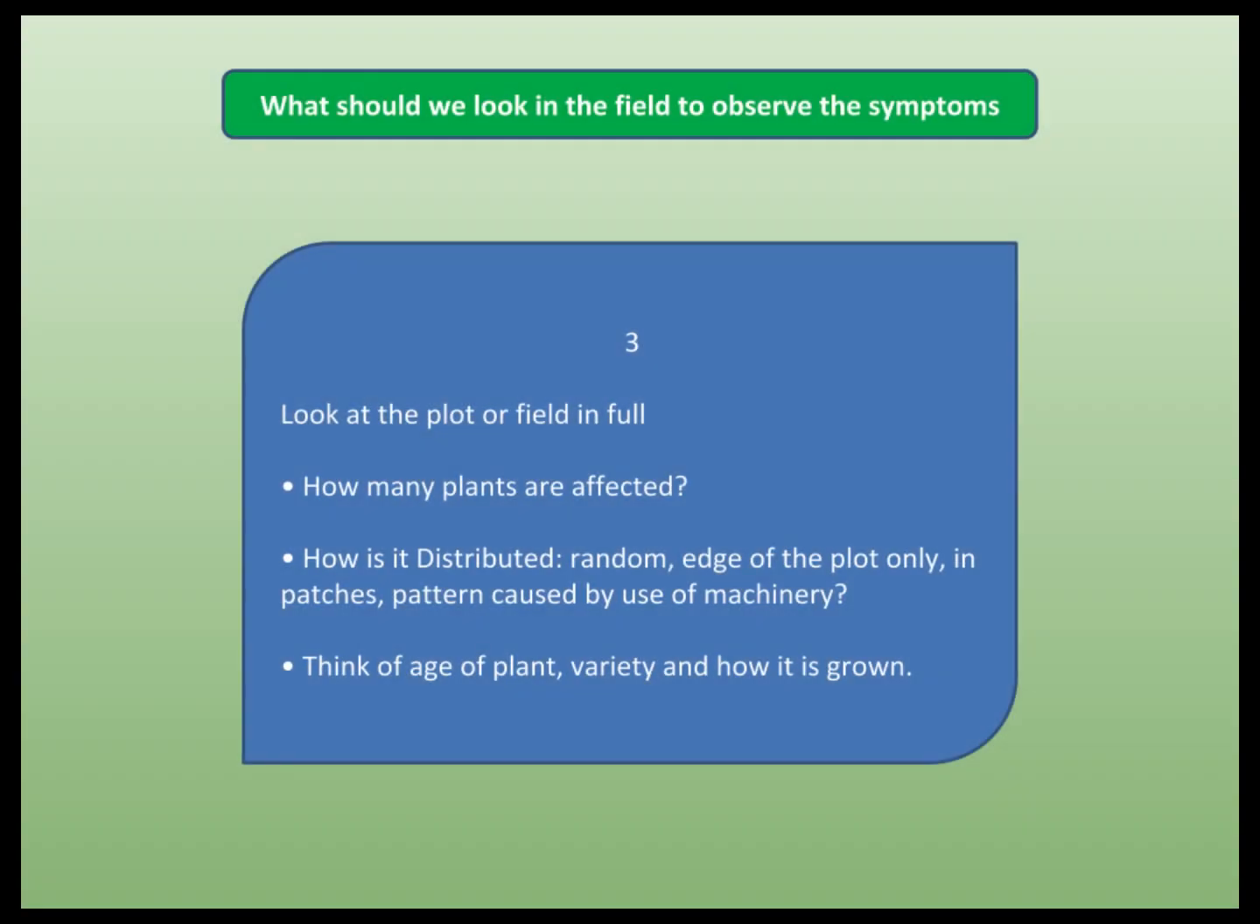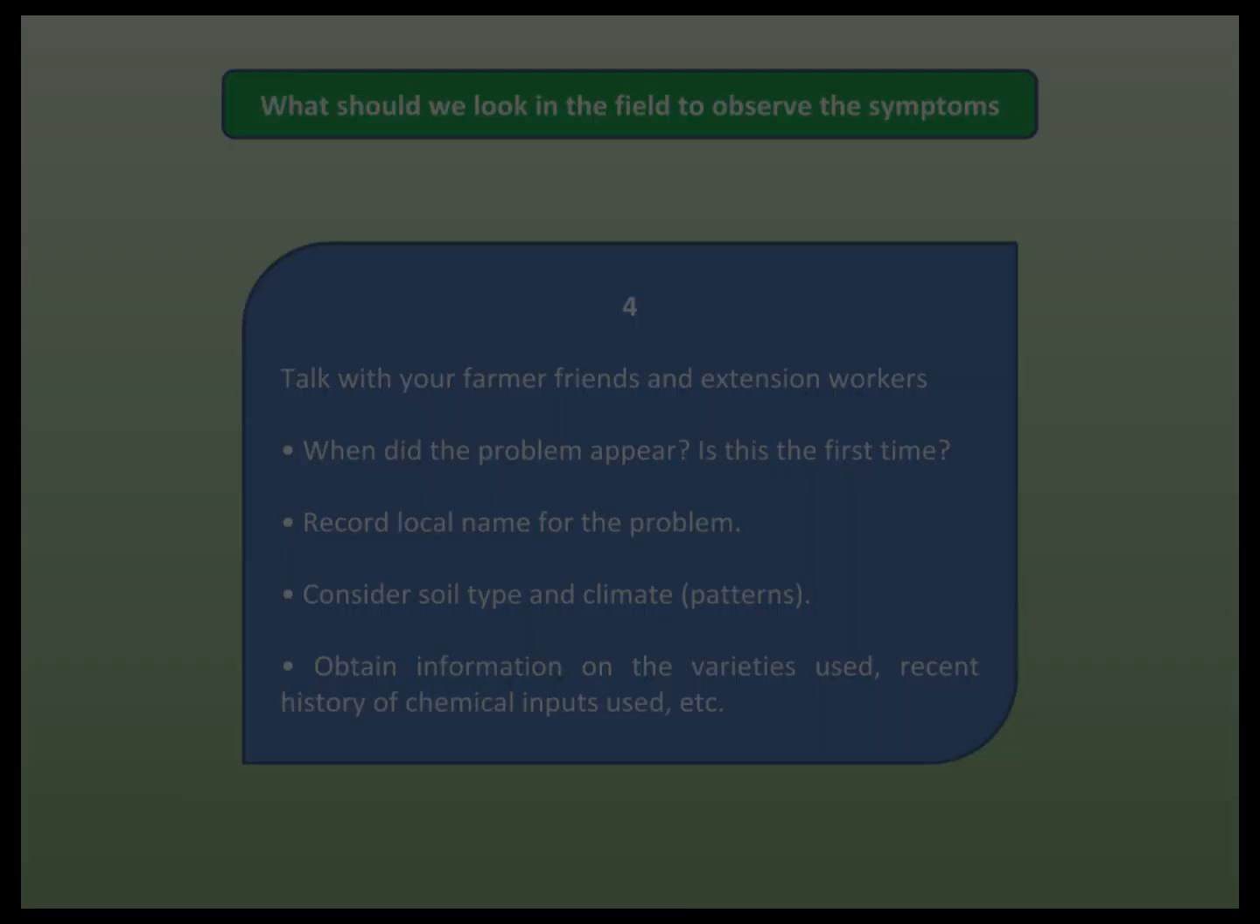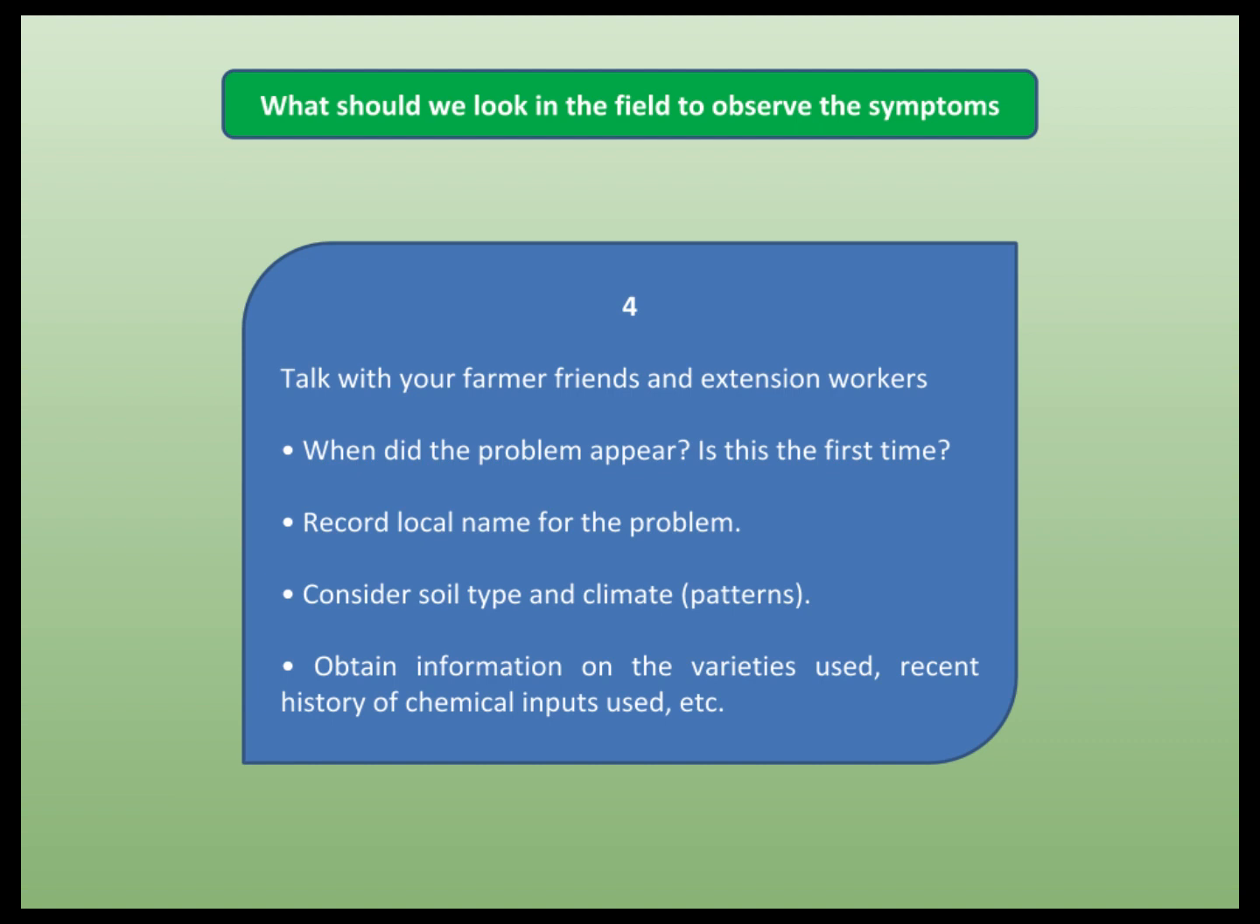Then come out of the field and observe from a distance the overall plot or field and see how many plants are affected. Whether the effect is in the edges or in patches or in random, then think whether it is due to the age of the plant or due to varietal characters. Finally, you have to discuss with your adjacent farmers, friends, and extension workers the following.